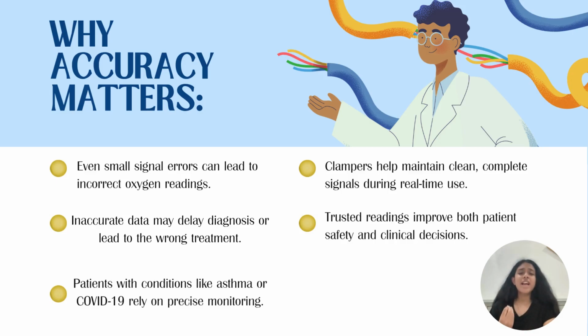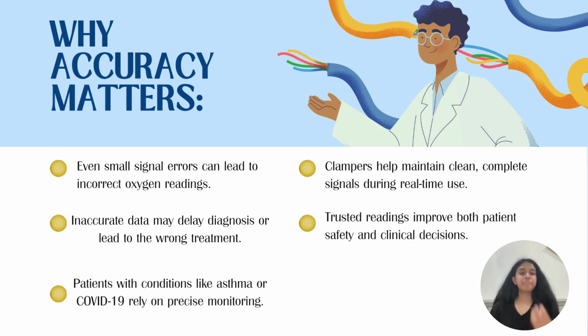Now, why does accuracy matter so much here? This isn't just a technical issue, it's a clinical one. If the signal isn't properly conditioned, the oxygen saturation displayed on the screen could be inaccurate by several percent. In critical care settings or for patients with respiratory conditions like asthma or COVID-19, even a small error in oxygen reading could lead to the wrong treatment. Clampers help protect against these risks by making sure that the signal is clean, complete, and usable. In simple terms, they help doctors and patients trust the device that can literally save lives.